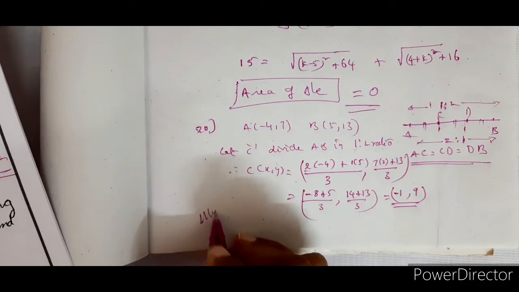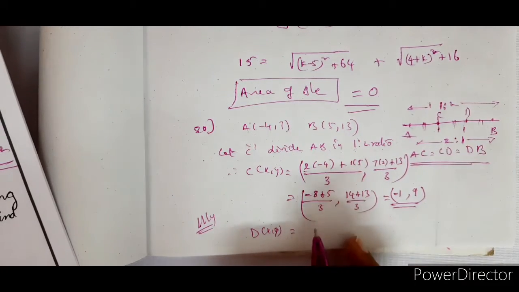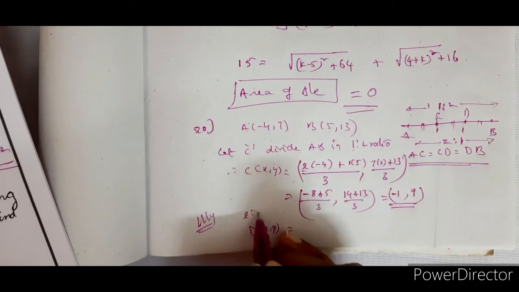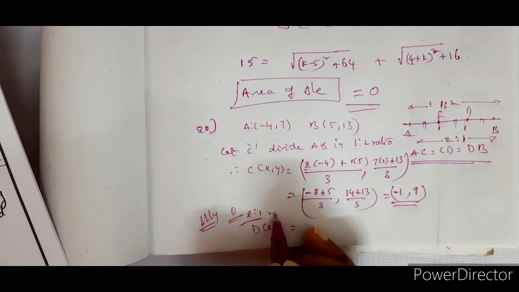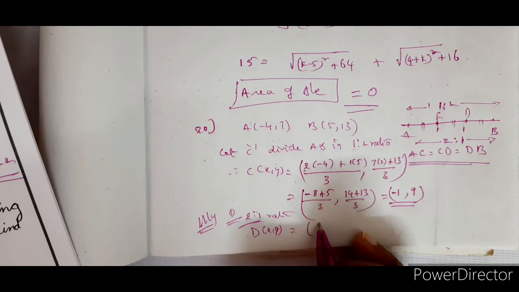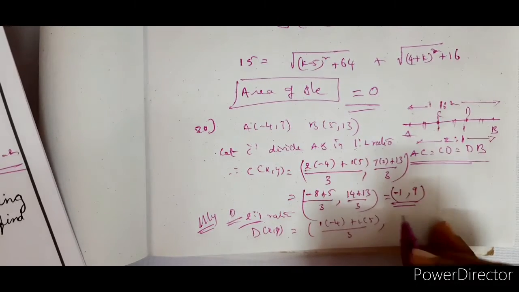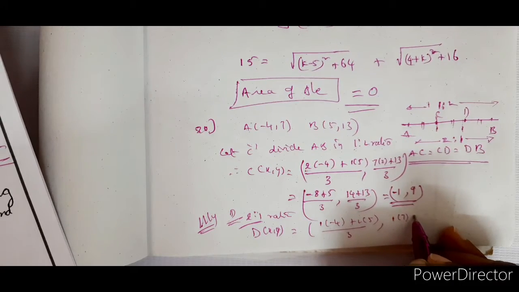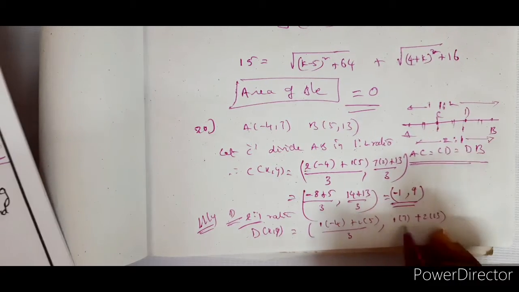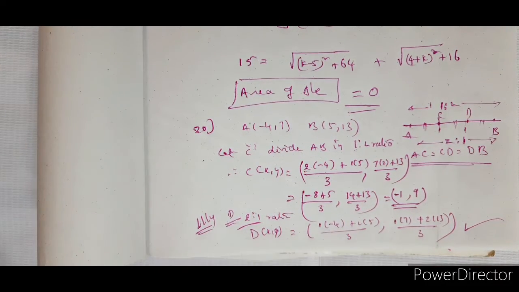And similarly, doing it directly, D(x, y) is the other point, which divides it in 2:1 ratio. So therefore you will be getting it as (1 into -4 plus 2 into 5) divided by 3, comma (1 into 7 plus 2 into 13) divided by 3, and simplifying you will get the D value. Okay, so don't stop here, children. Do simplify and find the D value. Pause the video in between whenever you want to make a note.